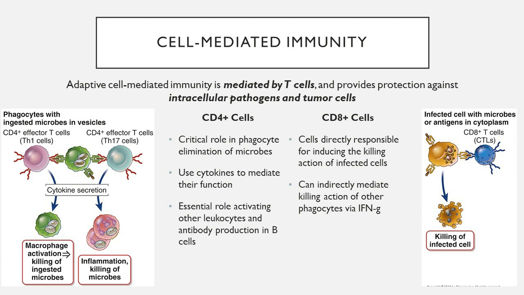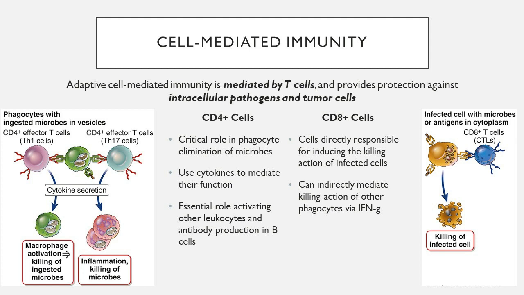So the CD4 plus cells play a critical role in all phagocytic elimination of microbes. Unlike CD8 plus cells, CD4 plus cells use cytokines to primarily mediate their functions, and they have an essential role in activating other leukocytes like eosinophils and neutrophils, and as we learned in the last chapter, in antibody production and activation of B cells and producing higher affinity and long-lasting memory B cells.